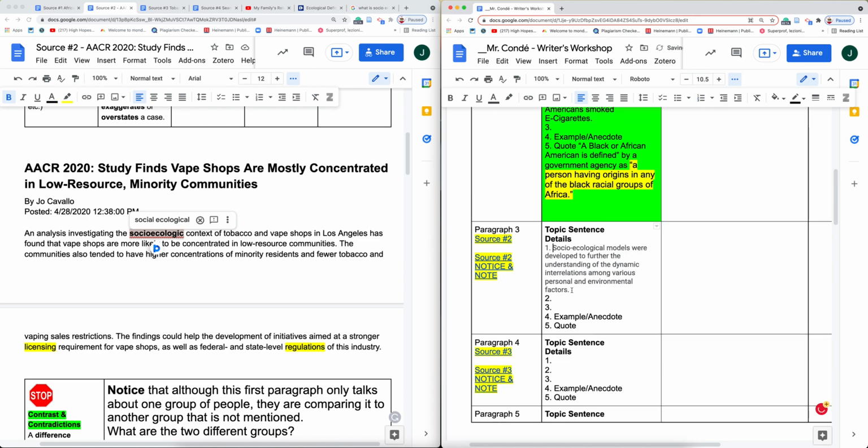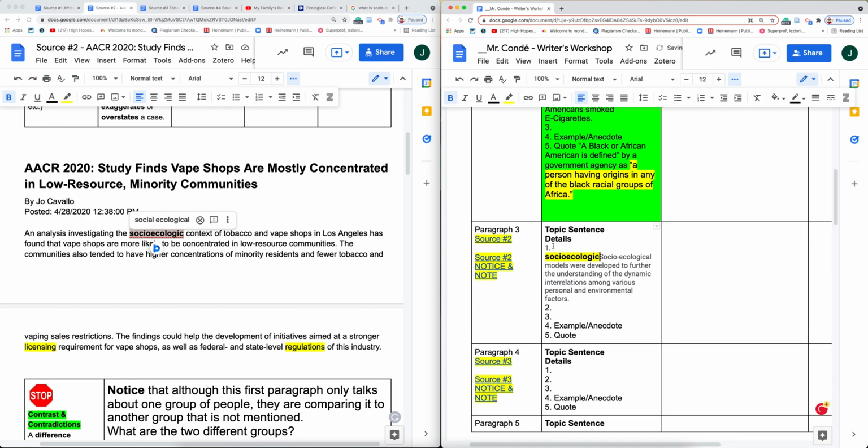Okay, there it is. So I will go ahead and take this word, socio-ecologic, there you go, and put that right next to it. There you go. And it's a definition.